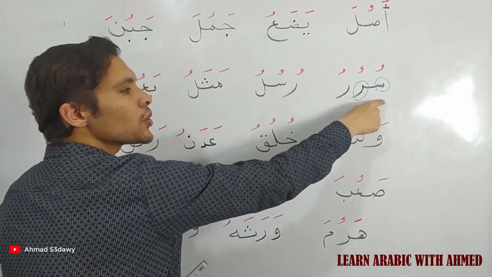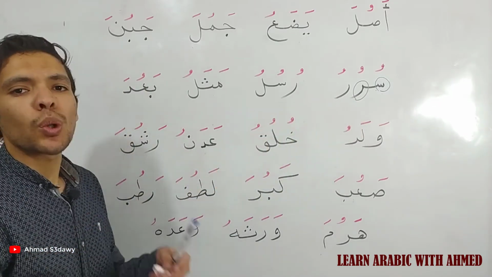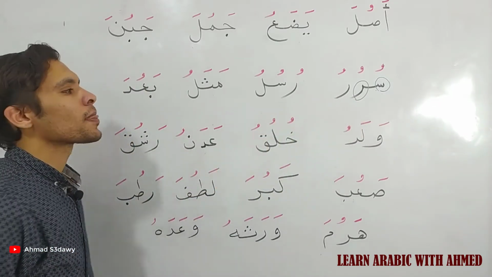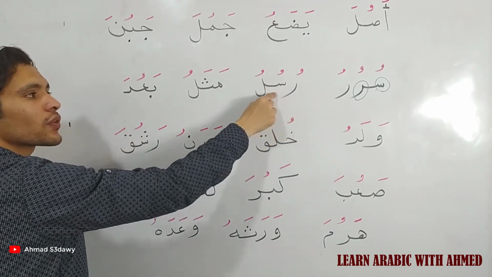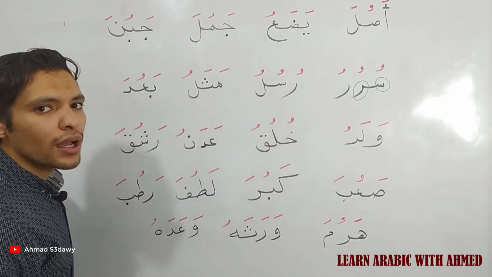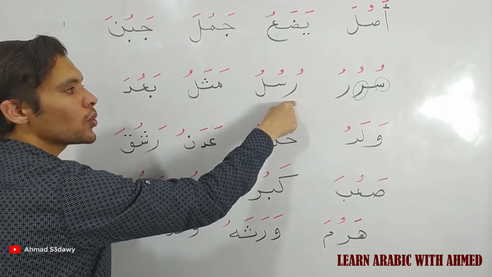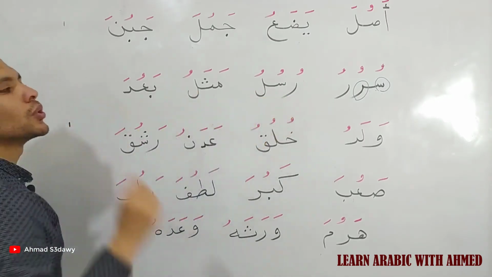So you say su, ru, ru. Sururu. Here, ru, because ra was dhamma ru, and sin was dhamma su, and lam was dhamma lu. So you say ru, su, lu, rusulu.